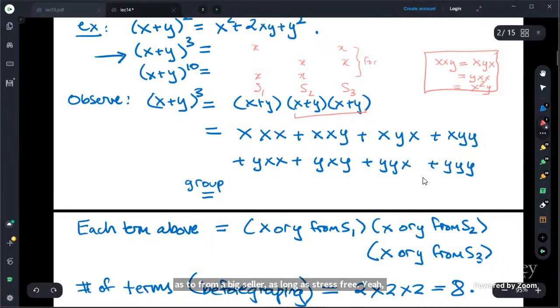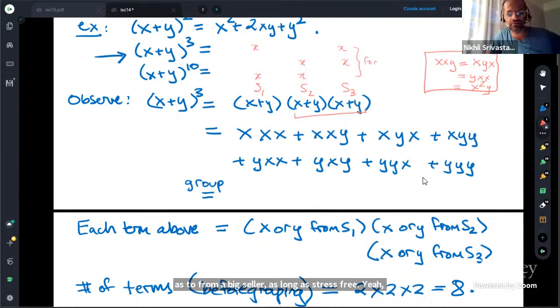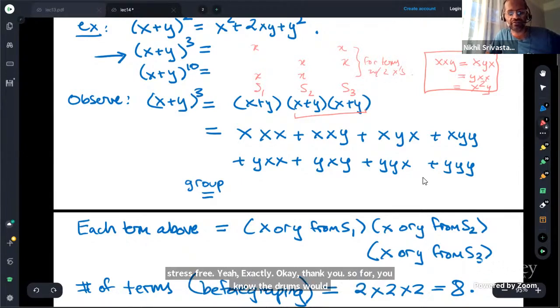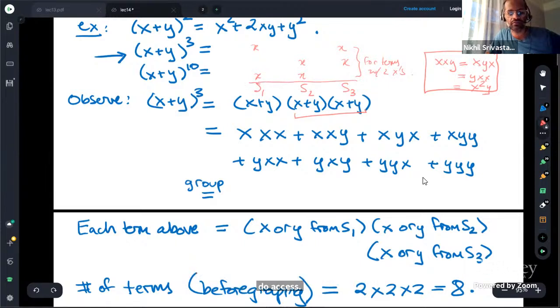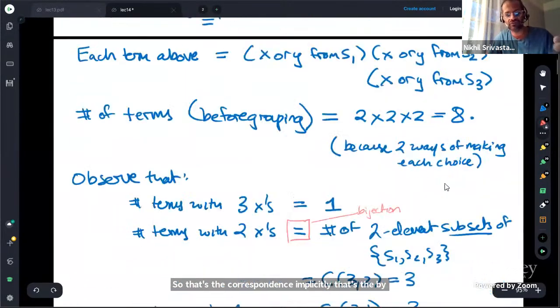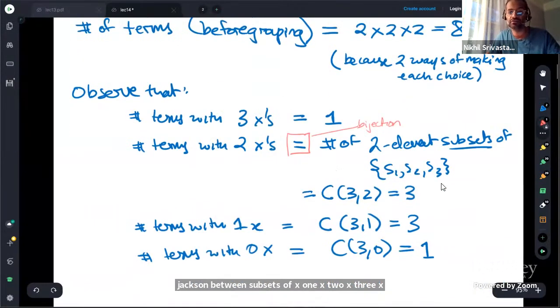So for the terms with 2 x's, these are the possibilities. So that's the correspondence. Implicitly, that's the bijection between subsets of S1, S2, S3 and terms with 2 x's. Those are not literally the same thing, but there's a bijection between them.